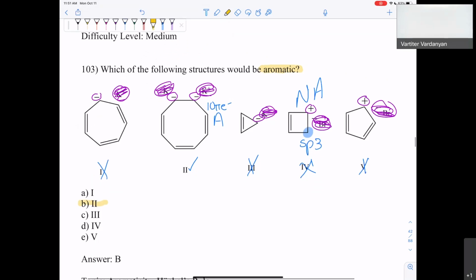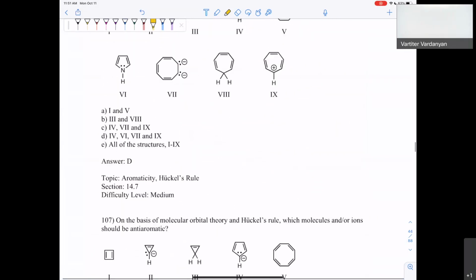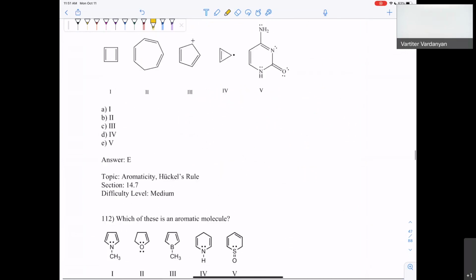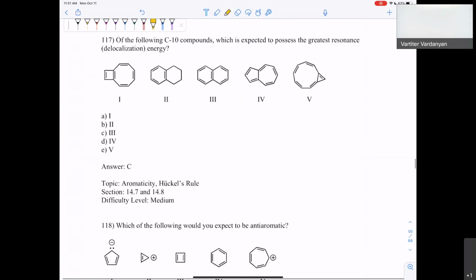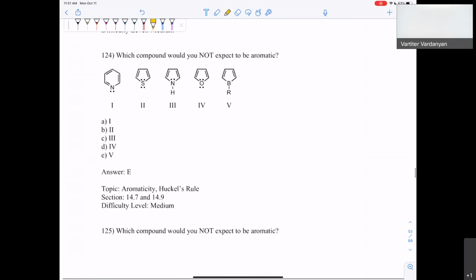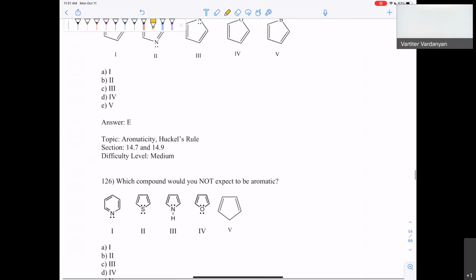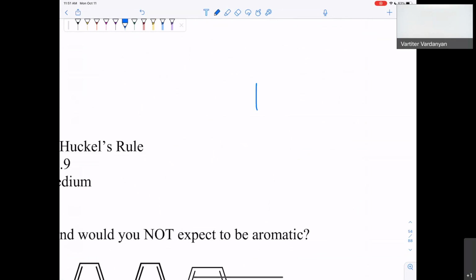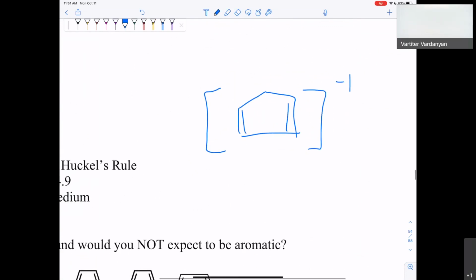The last thing I want to show you guys before you head out, just really quick, because this is something that he likes to do to trick you. Where is it? Of course, I'm not going to find it. Okay, I'll just draw it for you. So let's say he gives you something like this. All this means is that we have a -1 charge, right? So that means it'll actually be something like this.